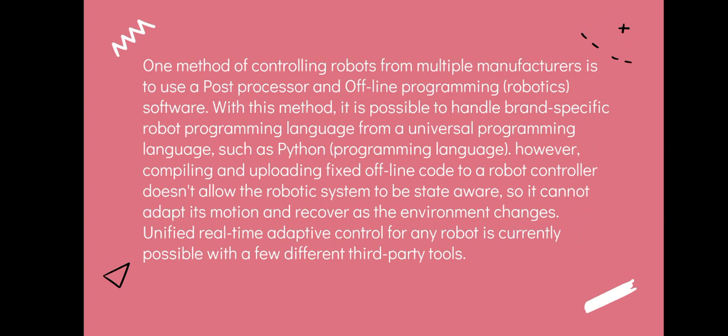One method of controlling robots from multiple manufacturers is to use a post-processor and offline programming. With this method, it is possible to handle brand-specific robot programming language from a universal programming language such as Python. However, compiling and uploading fixed offline code to a robot controller doesn't allow the robotic system to be state aware, so it cannot adapt its motion and recover as the environment changes. Unified real-time adaptive control for any robot is currently possible with a few different third-party tools.